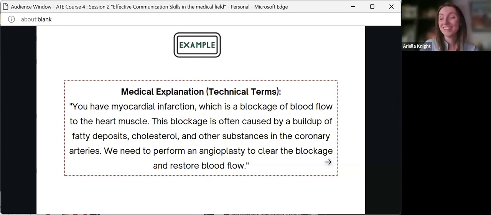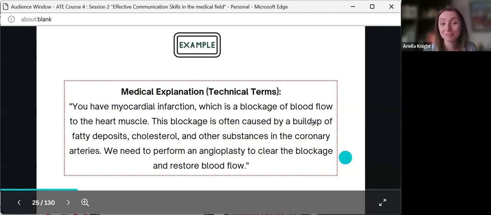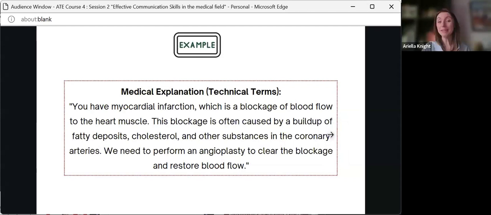So how many folks here understand what this doctor means? Myocardial, no idea. Angioplasty, no idea. A buildup of fatty deposits, no idea. Someone's guessing in the chat, maybe they're talking about a heart attack. So now let's look at the next slide and see layman's terms, the same condition. So it's going to be the exact same condition, the exact same scenario, but using layman's terms. So Sarah, who sent that this was about a heart attack, was correct.